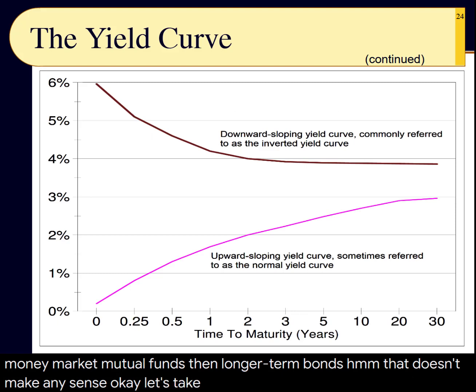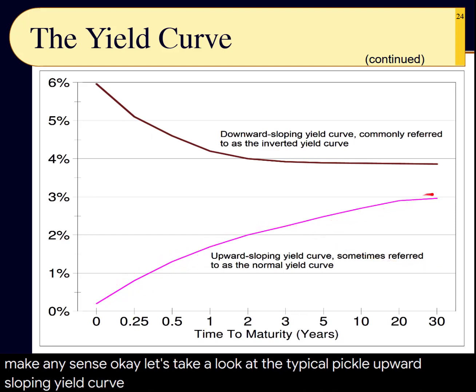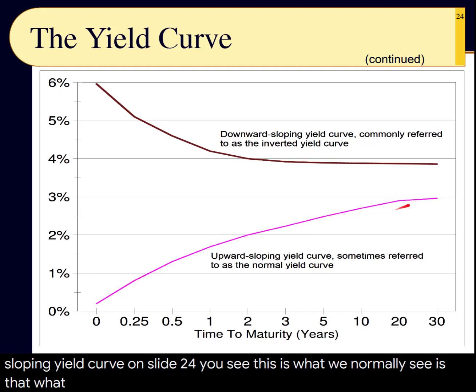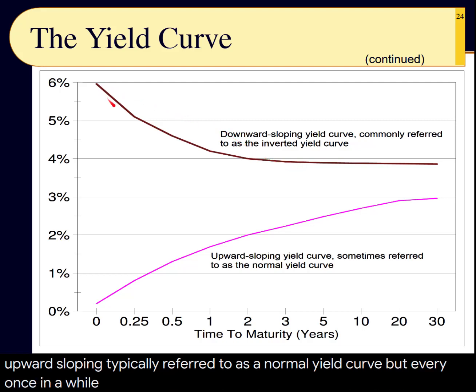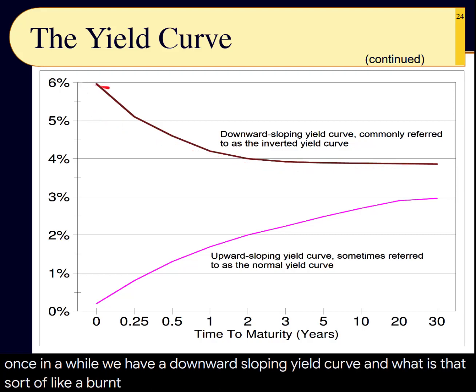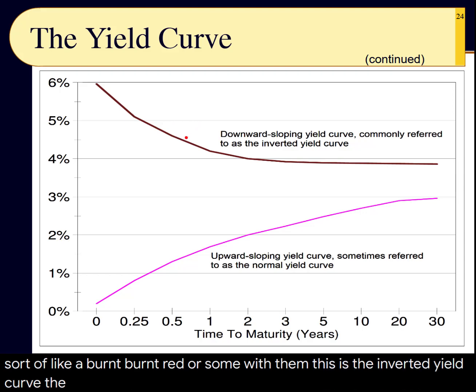Okay, let's take a look at the typical upward sloping yield curve on slide 24. You see, this is what we normally see. Is that what? That's somewhat a magenta or something like that? And that's the upward sloping, typically referred to as a normal yield curve. But every once in a while, we have a downward sloping yield curve. And what is that? Sort of like a burnt red or something like that. This is the inverted yield curve, the dreaded inverted yield curve.